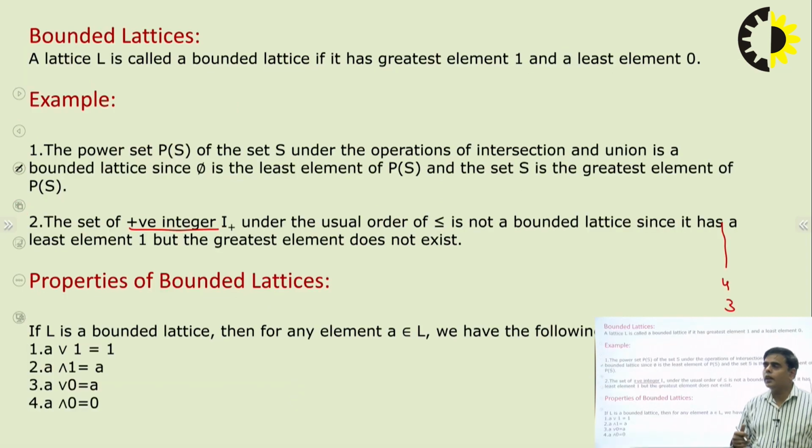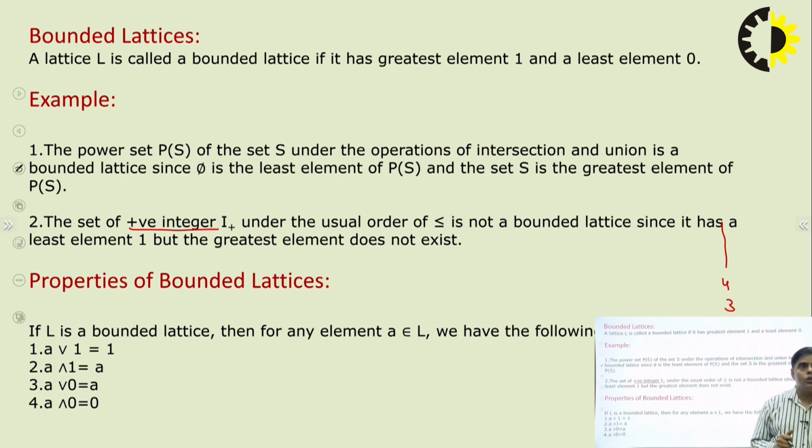What is the bounded lattice? If there are two elements, the greatest element is 1 and the least element is 0. So sometimes we need to compare each and every element with 1 and 0. We can use the logical AND and logical OR, because these are the two Boolean values 1 and 0.